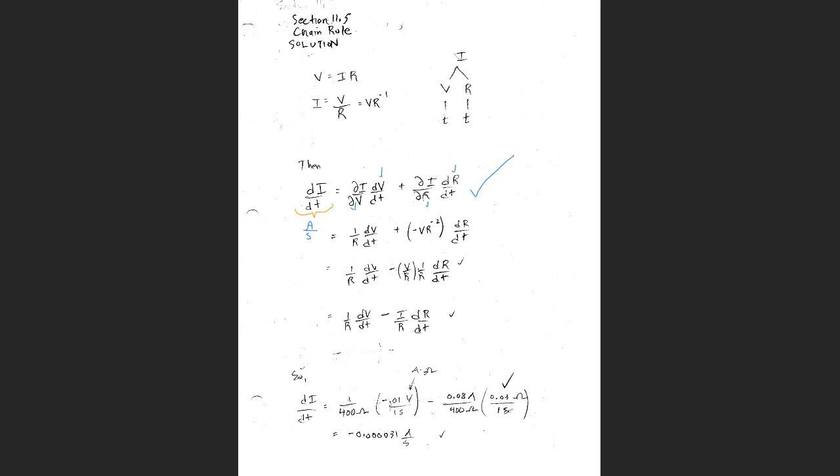Again, what we do is the partial derivative of I with respect to V, and the partial derivative of I with respect to R. Those are the first links in the chain. But we can't stop there, because the voltage and resistance are dependent on time. That's the second link in the chain. And so we get this. And that's the chain rule.